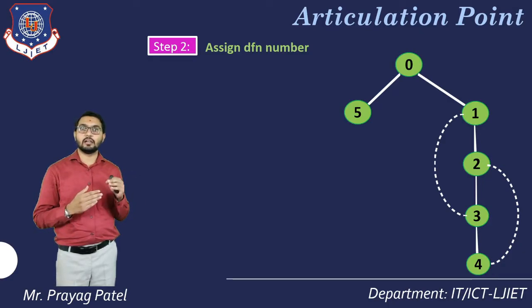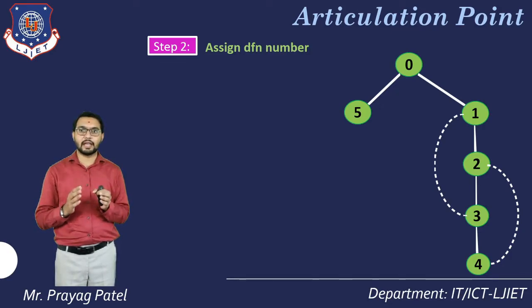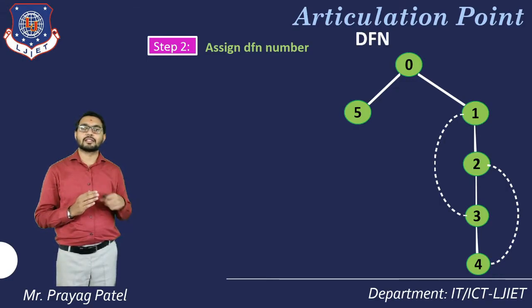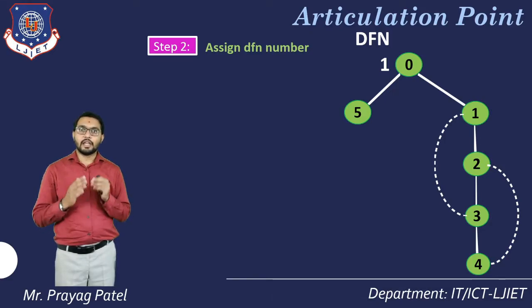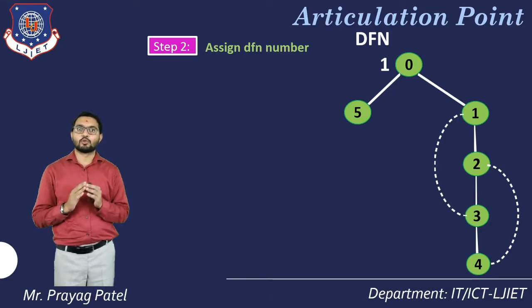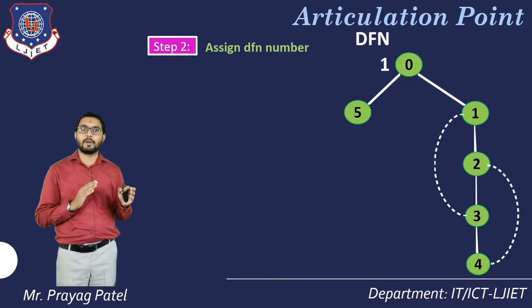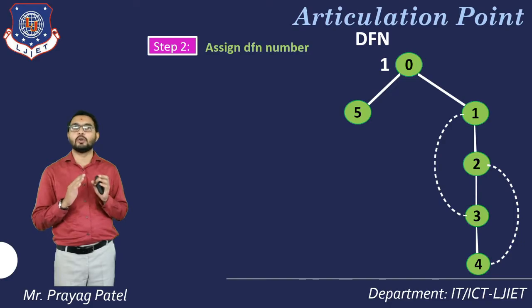Now consider the next step, step number 2: assigning the DFN numbers. How can we assign the DFN number? We can simply say that according to your DFS sequence, the order in which you visit the nodes in DFS, you assign the DFN number. So first you visit node 0, and node 0 gets DFN number 1. DFN numbers start from 1. So the root node is 0, the initial node, and the DFN number of node 0 equals 1.